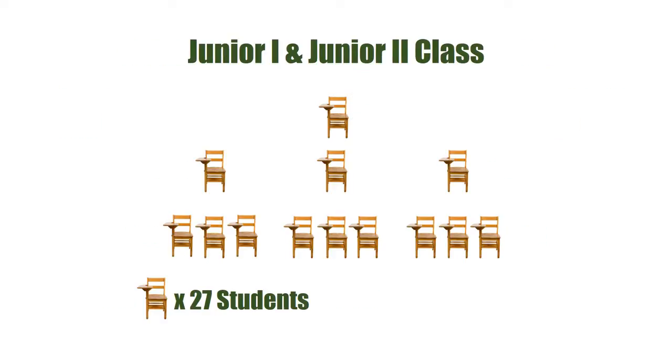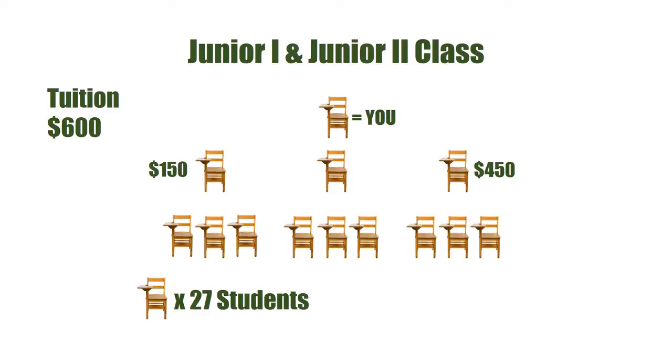So here's where the income begins to get a little bit better: in the junior 1, junior 2 classes and the senior 1 and senior 2 classes. Again, you're at the front of the class. Tuition is $600 at the junior 1 and junior 2 level, but it pays back $150 for row number 1, a total of $450 when those 3 seats are filled.